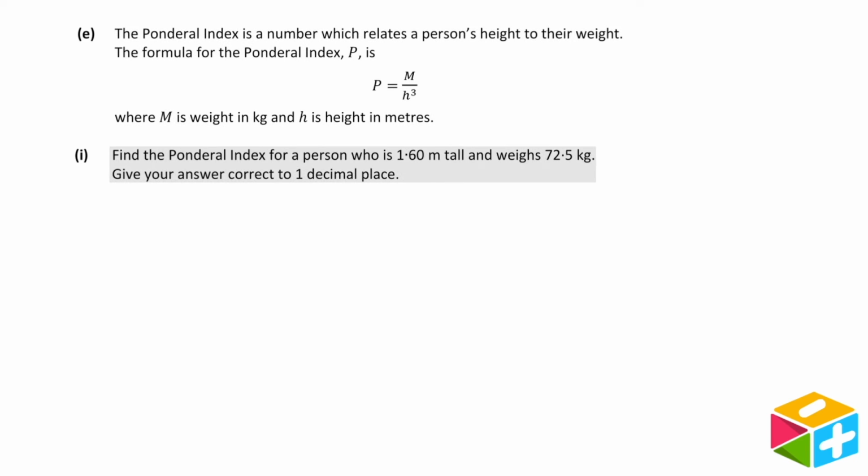In the first part of the question, we're asked to find the ponderal index for a person who is 1.60 meters tall and weighs 72.5 kilograms. And we must give our answer correct to one decimal place. In our formula, m represents the weight. We are told that our weight is 72.5 kg. So here, m is equal to 72.5.